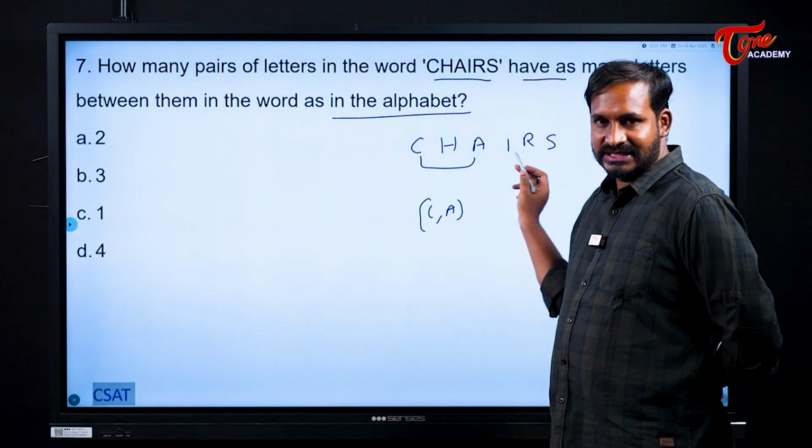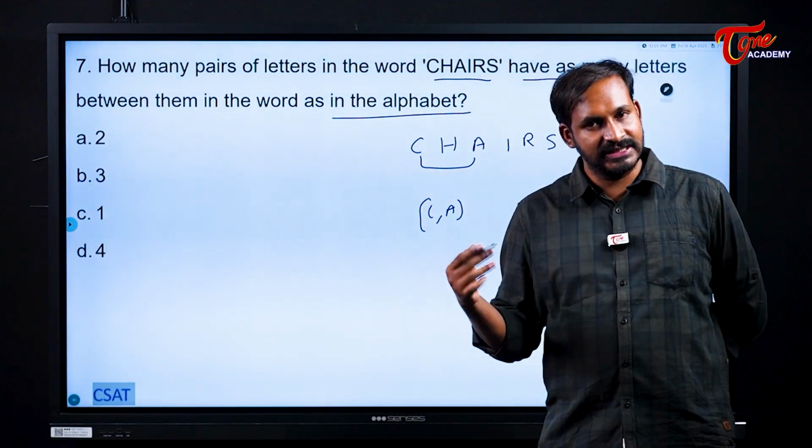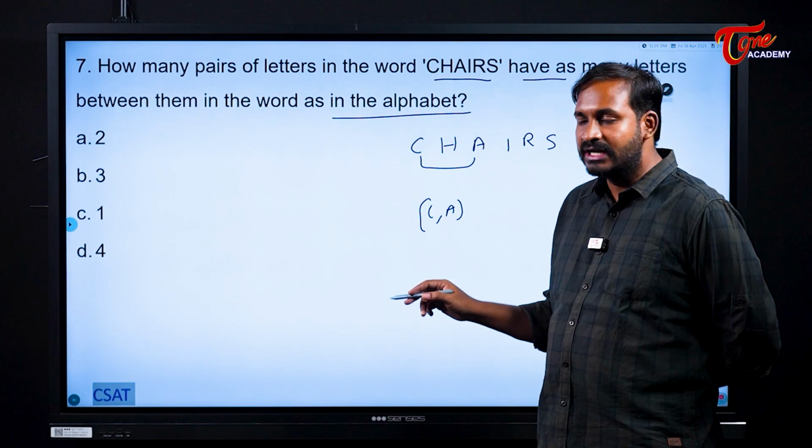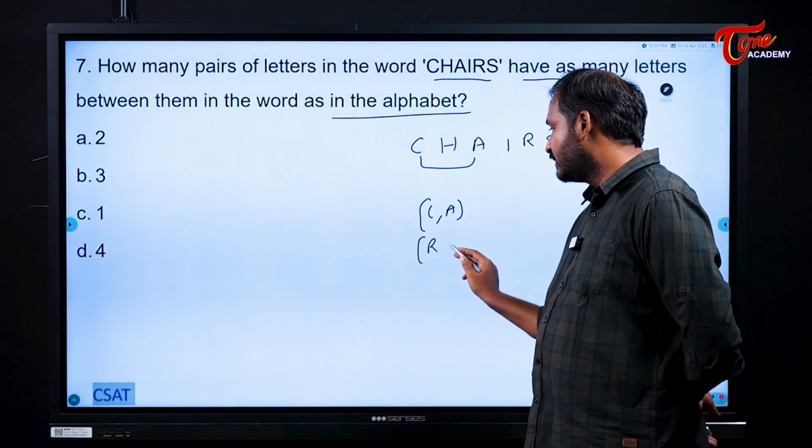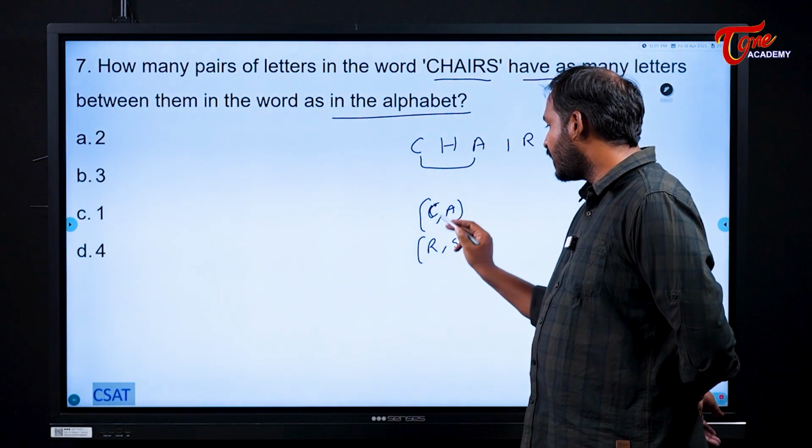Okay, R and S. There will be no letter between R and S in the English alphabet. Here also there is no letter between R and S. So R and S is one pair. C and A is one pair. R and S is one pair.